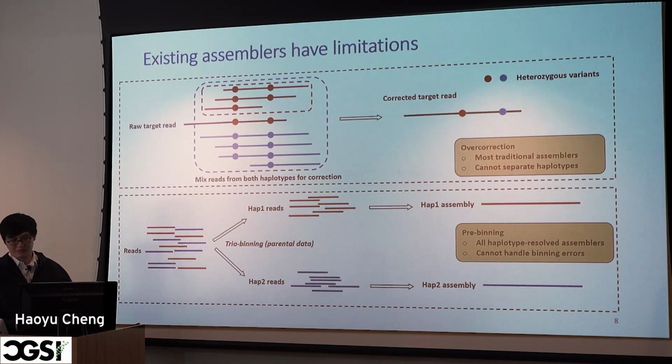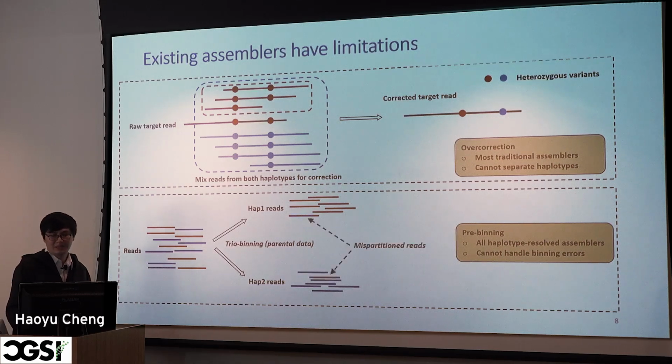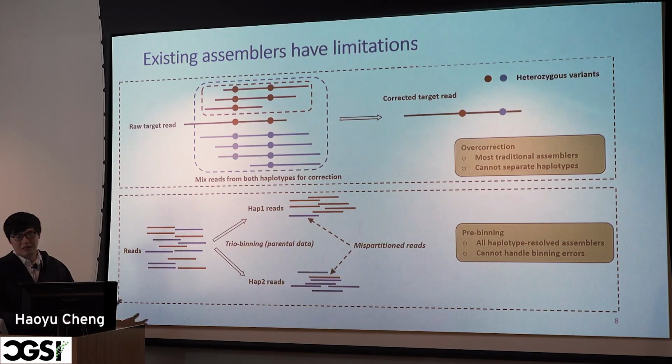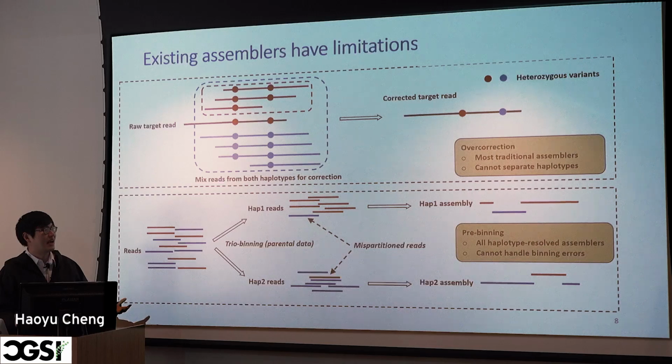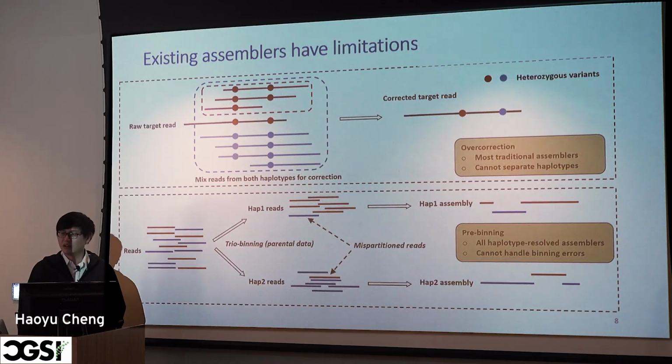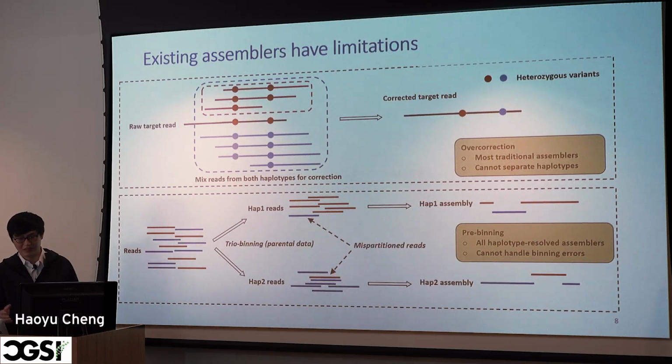In practice, ideally, this method is quite straightforward. It should work well. But in practice, there are a lot of issues, especially the mispartitioned reads, which means that one read from haplotype 2 is mispartitioned to haplotype 1. As a result, we end up with a very fragmented result. It is not the result we would like to have.